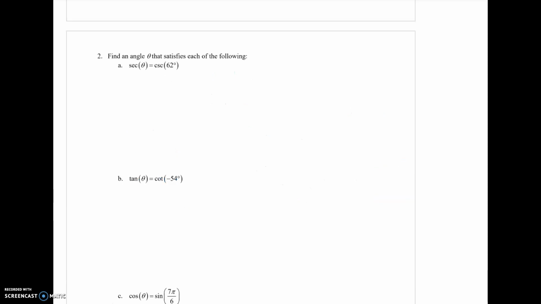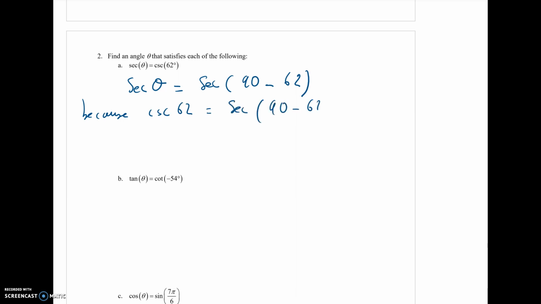Now, with the same idea, find an angle theta that satisfies each of the following. So you have secant theta equals cosecant of 62 degrees. Well, you know that you can write secant theta equal to secant of 90 minus 62 degrees. Why? Because cosecant of 62 equals secant of 90 minus 62.